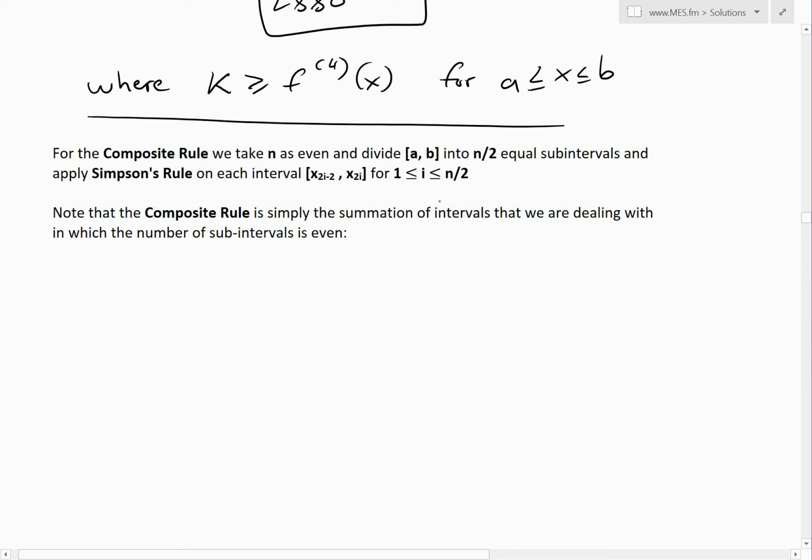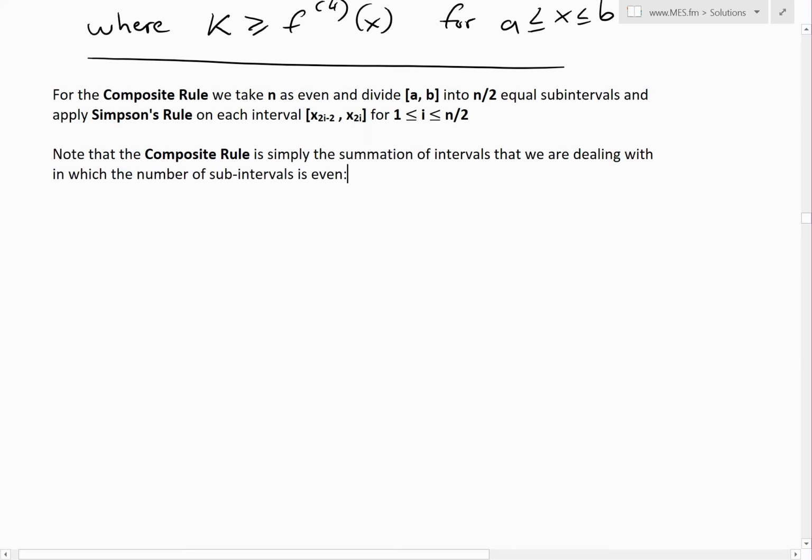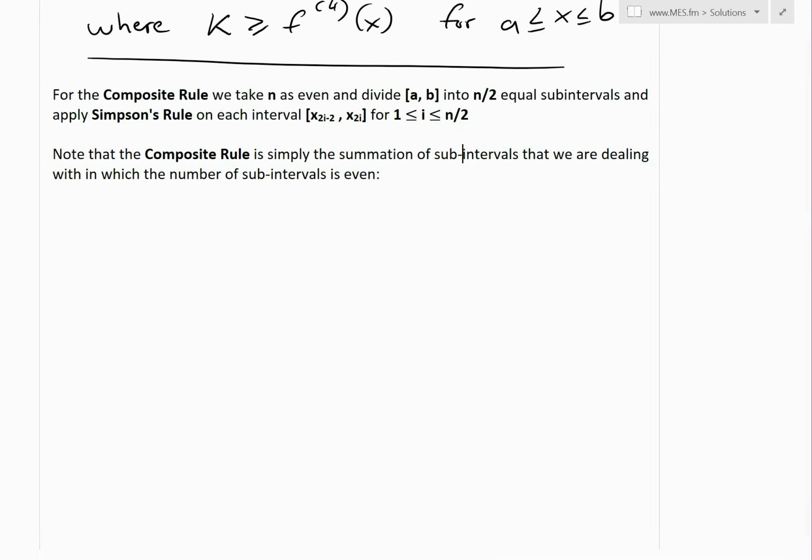We have n divided by 2 subintervals, and note that the composite rule is simply the summation over the subintervals we are dealing with, in which the number of subintervals is even. I'll just write subintervals in there instead of intervals. It doesn't matter too much.